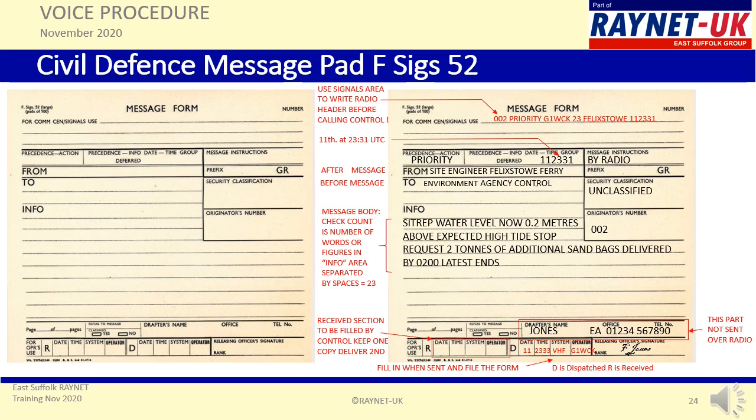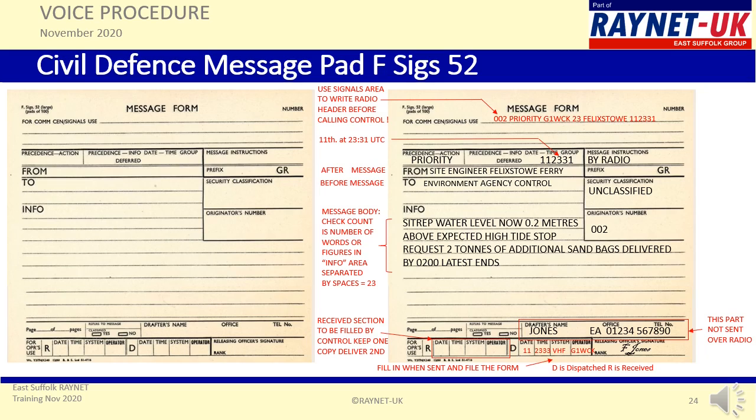This is an example of a user service message form. This is actually Civil Defence Message Pad F652, also used by the Royal Signals from World War II, certainly well into the 1990s. And we had stacks of them in the old ComSen at Civic Drive in Ipswich. The signals or ComSen area at the top is where you can usefully write the radio header so that you don't have to think when you're transmitting it.